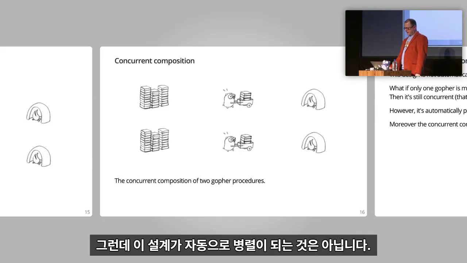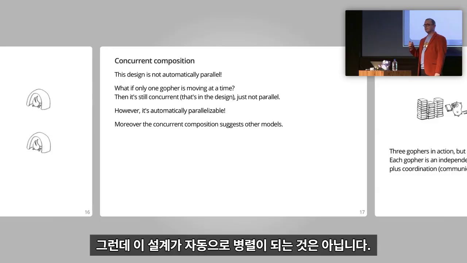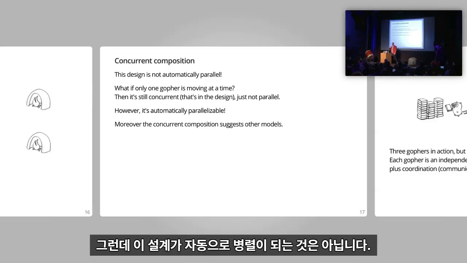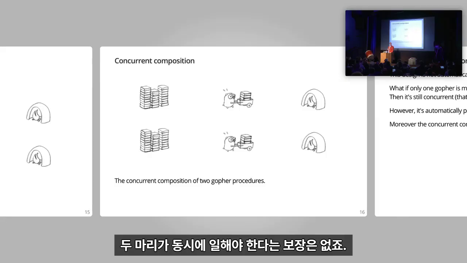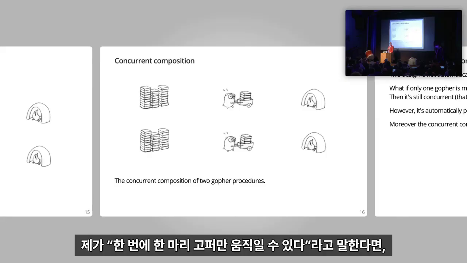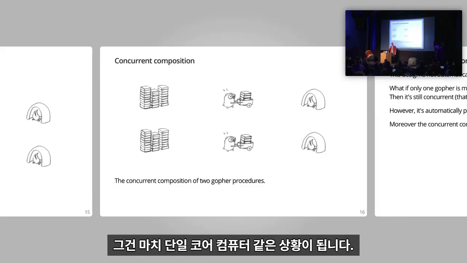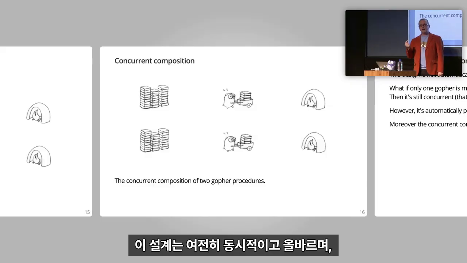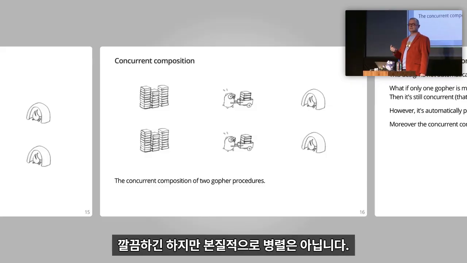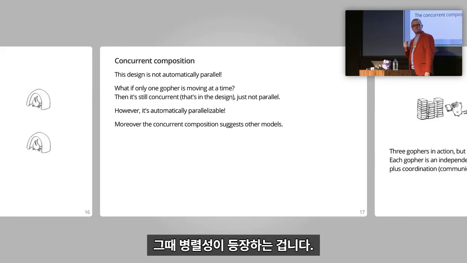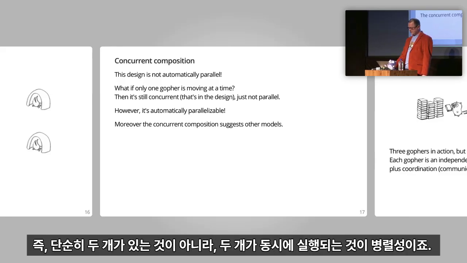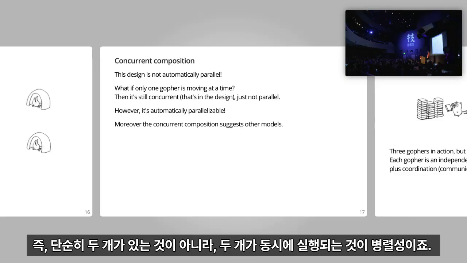Now, this design is not automatically parallel. Because, sure, there's 2 gophers, but who says they both have to work at the same time? I could say that only 1 gopher is allowed to move at once, which would be like having a single core computer. And the design is still concurrent and correct and nice, but it's not intrinsically parallel unless I can make both those gophers move at once. That's when the parallelism comes in. Having 2 things executing simultaneously, not just having 2 things. Okay? That's a really important model.